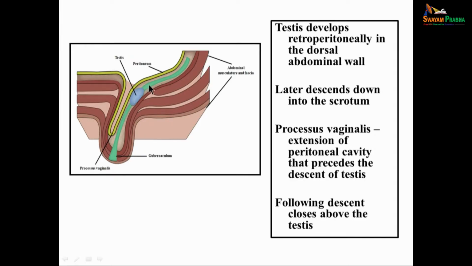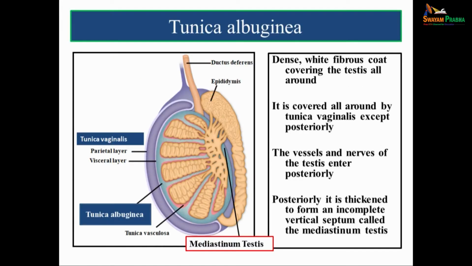Now the processus vaginalis is an extension of the peritoneal cavity that precedes the descent of the testis. Once the testis has come down, this closes, or becomes obliterated, and that is what forms the tunica vaginalis. The tunica albuginea is a dense white fibrous coat covering the testis all around.